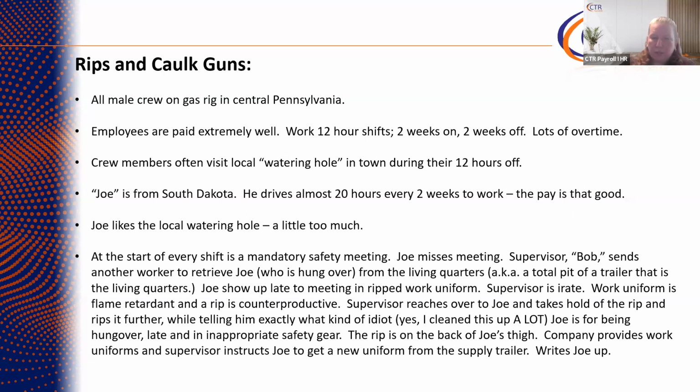The supervisor, who's thoroughly ticked off at this point, reaches over, takes hold of the existing rip and rips it further, telling Joe exactly what kind of idiot he is. I can't tell you how much I cleaned that up for this discussion here today. Joe's hungover, he's late, he's in inappropriate safety gear. The rip, by the way, was on the back of Joe's thigh. And if you can believe Joe, part of his undies showed when this happened. In any event, that was a source of debate in this case. But Bob says, go get a new uniform, change, and get on your duty shift.